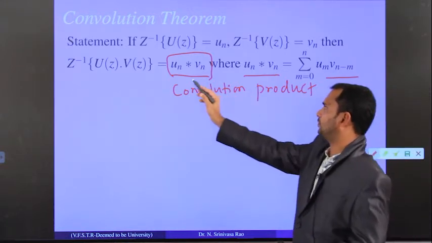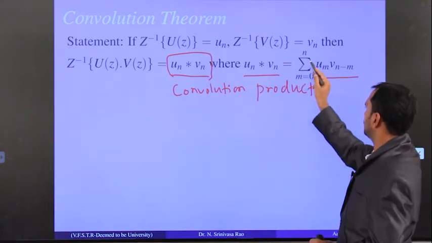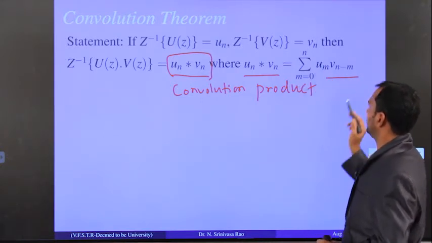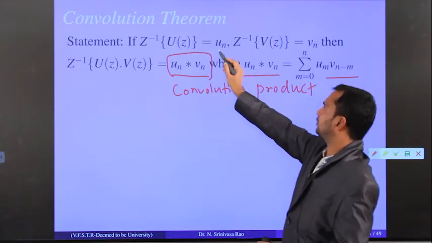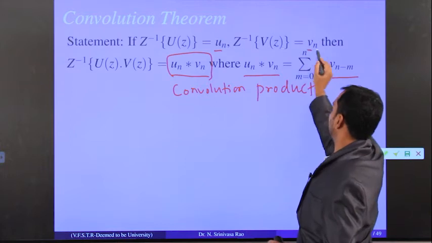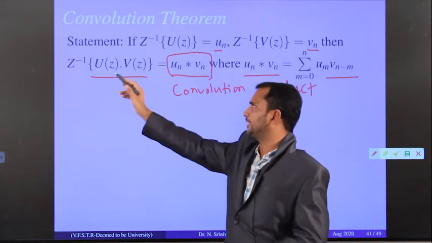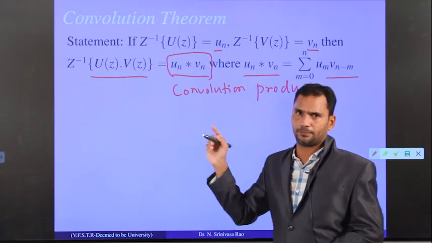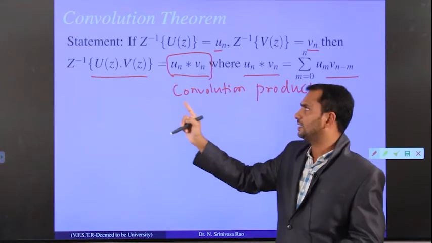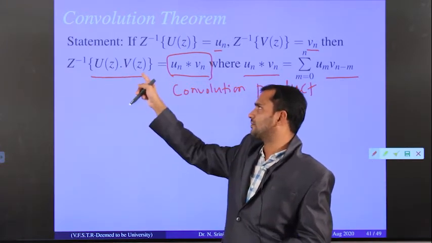Once you find un star vn, it is defined as sigma m equal to 0 to n, um into vn minus m. First you have to find what un is and what vn is. The given product you can convert into two parts, u of z and v of z. That is your first step: when the question is given, you have to identify what u of z is and what v of z is.